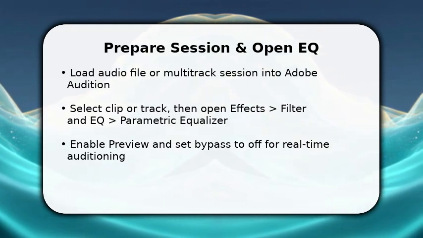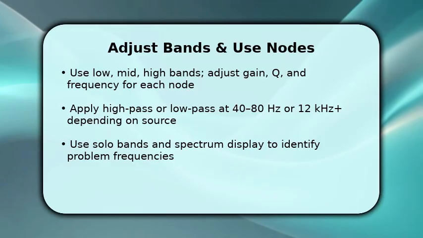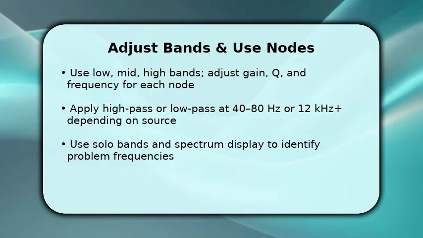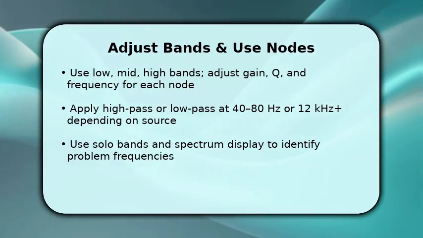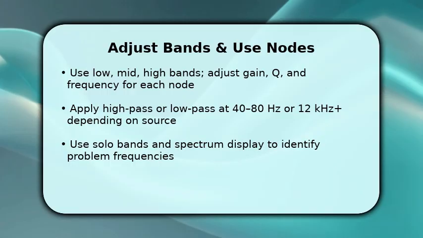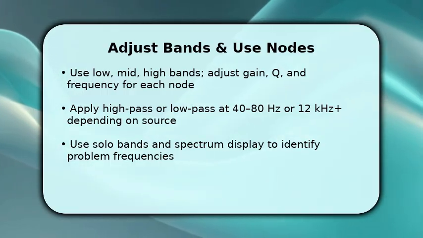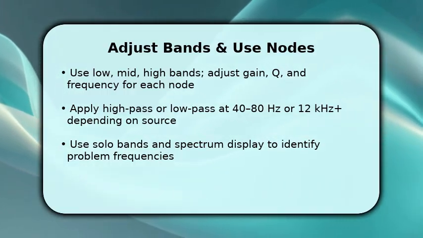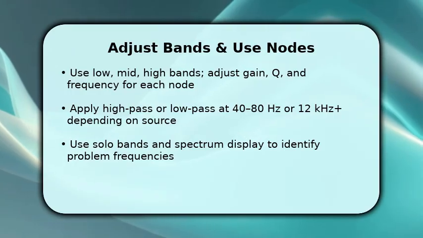You now work the EQ bands. Move nodes to set frequency, change gain to boost or cut, and tighten Q for surgical cuts or widen for tonal shifts. For voice, apply a gentle high pass around 40 Hz to remove rumble. For brightness, lift highs near 8 to 12 kHz.